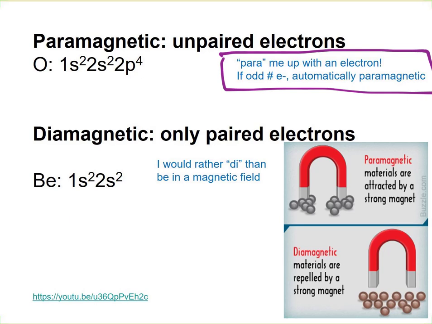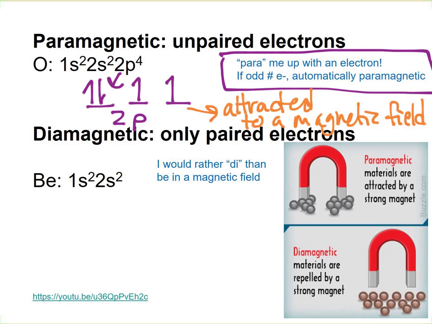And if we look at oxygen, let me just draw just the end. So this is the 2p. We see that there's 4 electrons, so up, up, up, and then down. You can see that there are 2 unpaired electrons. This is going to make it attracted to a magnetic field. And I do have a video that shows this, and I will link that right after this instructional video.